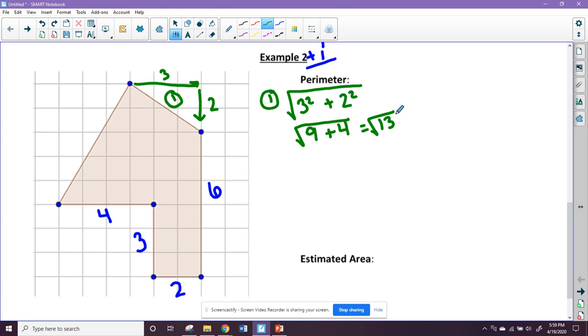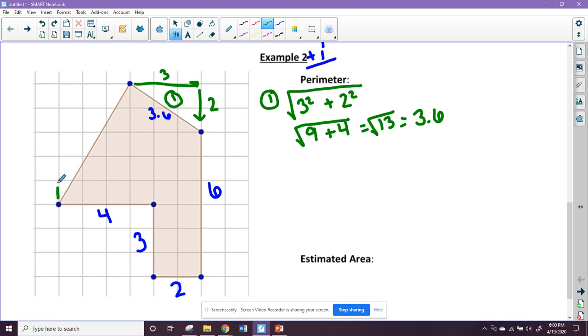So by using your calculator, figure out the square root of 13. And that is 3.6 rounded. Now, let's see. So this length here is 3.6.